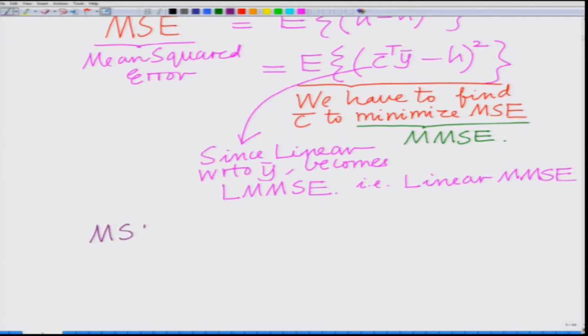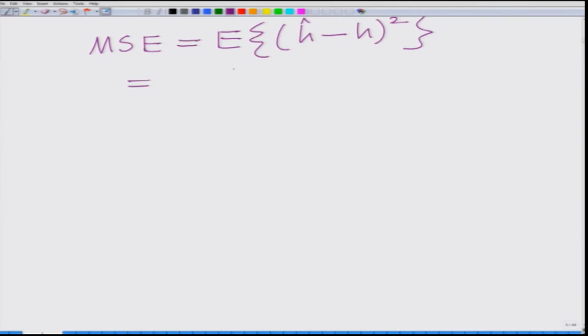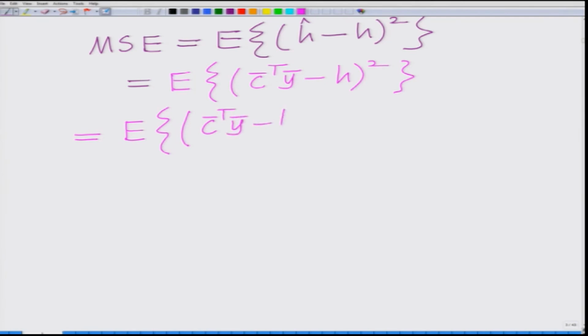We have MSE, which is a function of this vector C bar, equal to expected value of H hat minus H whole square, which is equal to expected value of, for H hat I am going to substitute C bar transpose y bar, minus H whole square, which is equal to expected value of C bar transpose y bar minus H into C bar transpose y bar minus H. Realize that these both are scalar quantities.